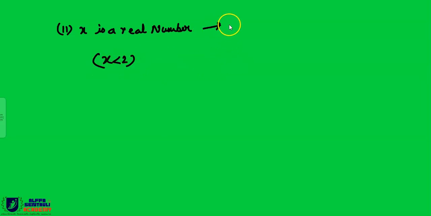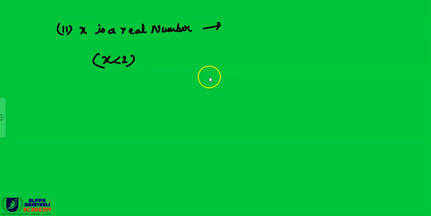So let us solve the next question. The second part of this question is when x belongs to real numbers. X is a real number, so we have to solve for real numbers. How will we solve this for real numbers? X was less than 2. Real numbers means all the numbers, so we can take decimal numbers also, right?